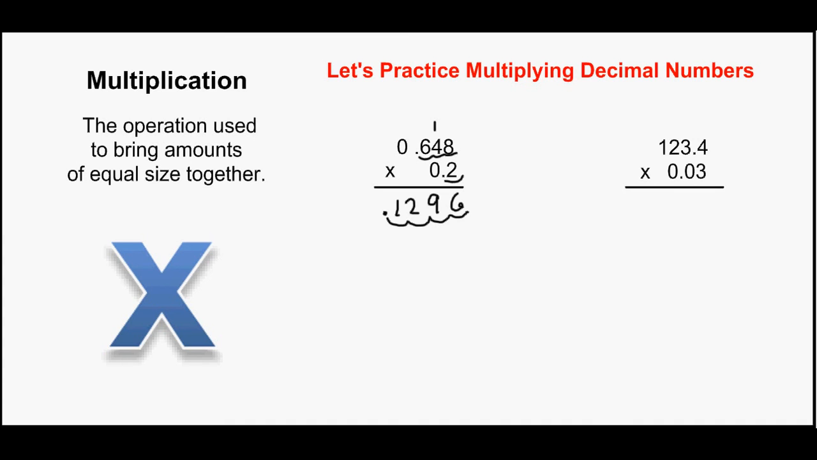Let's try one last example. 3 times 4 is 12. Carry the 1. 3 times 3 is 9. Plus 1 is 10. Put down the 0. Carry the 1. 3 times 2 is 6. Plus 1 is 7. 3 times 1 is 3. Let's count our decimal places. 1, 2, 3. And in our answer, from the right, 1, 2, 3. Our answer, 3 and 702 thousandths.